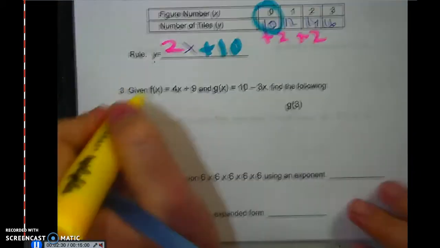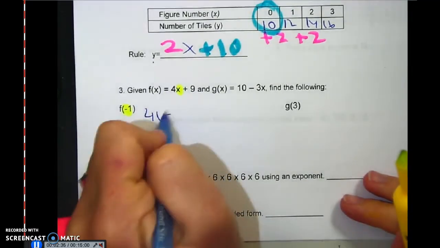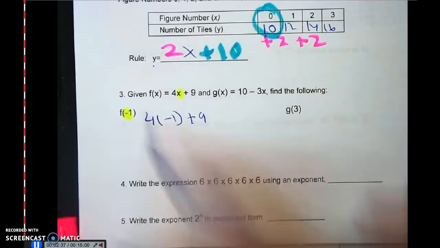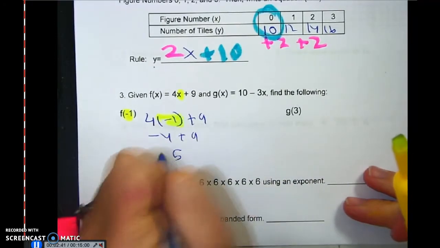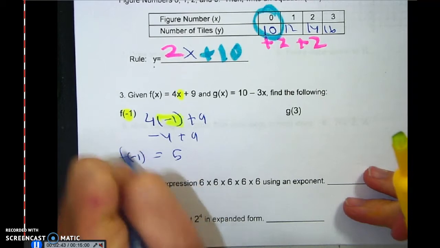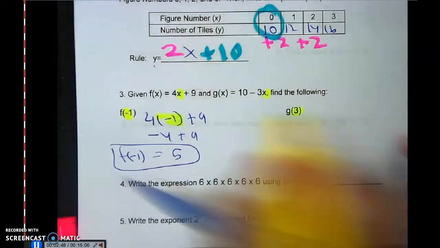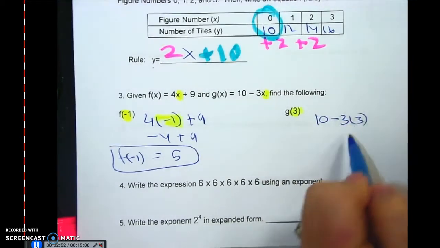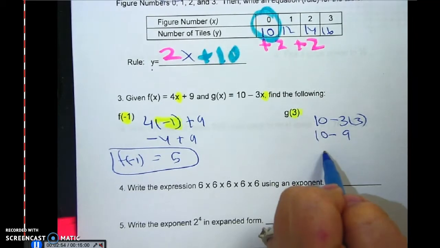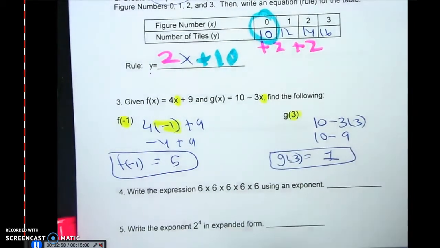All right, let's look at number 3. What they want you to do this time is take the negative 1 and plug it in for x. So I'm going to go 4 times negative 1 plus 9. Negative 4 plus 9 is 5. F of negative 1 equals 5. Do the same thing for the 3. 10 minus 3 times 3. Always multiply first. 10 minus 9 is 1. G of 3 equals 1.